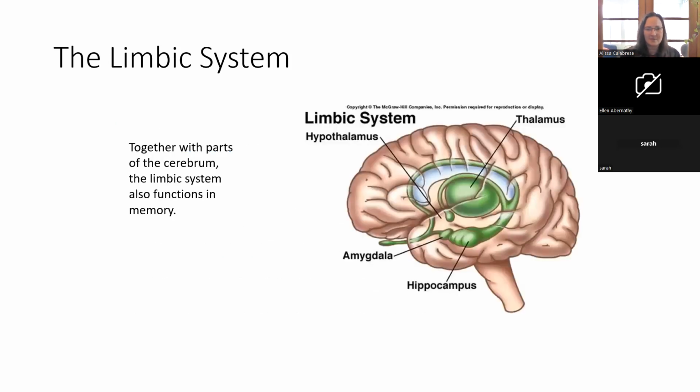So there's your limbic system. Again, kind of spread all over the place. The major components of the limbic system, though, are going to be down here. The amygdala and the hippocampus, again, have to do with emotions and emotional memories.